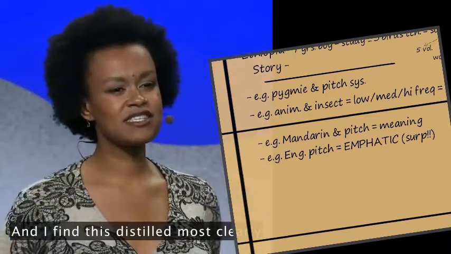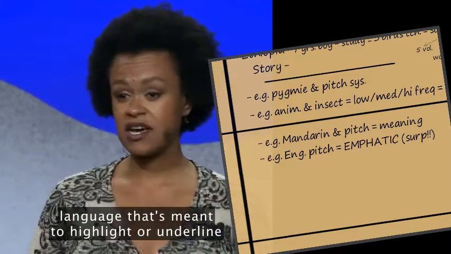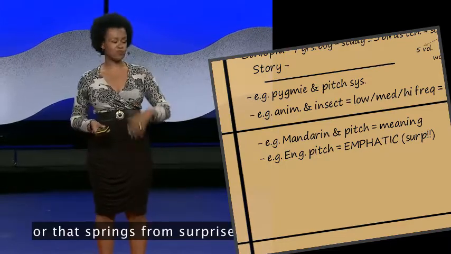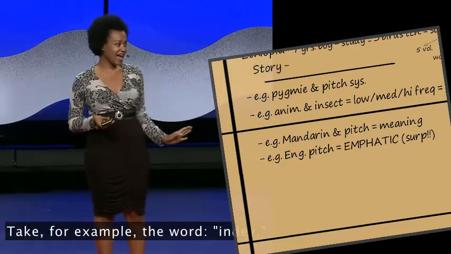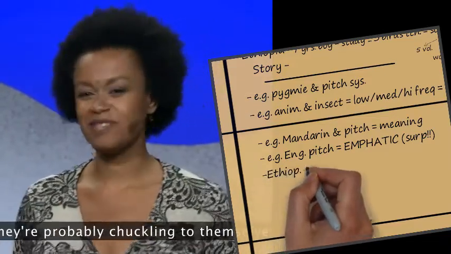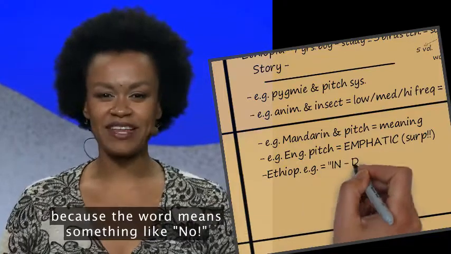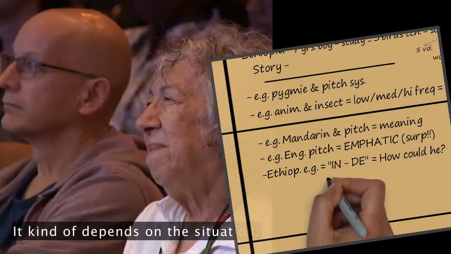And I find this distilled most clearly in what I like to call emphatic language. Language that's meant to highlight or underline or that springs from surprise. Take, for example, the word inde. Now, if there are any Ethiopians in the audience, they're probably chuckling to themselves because the word means something like no, or how could he, or no, he didn't. It kind of depends on the situation.